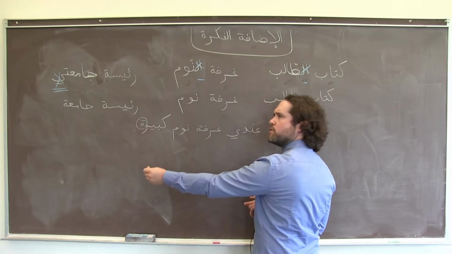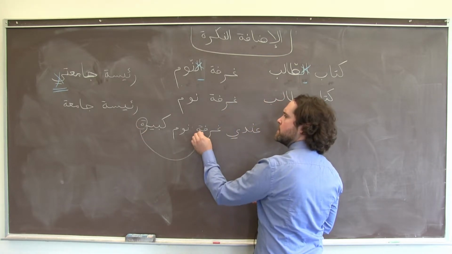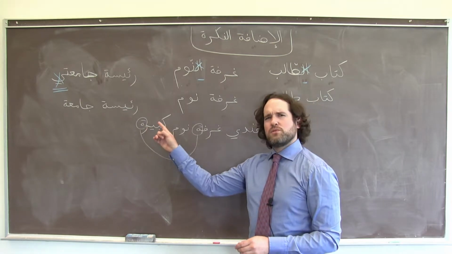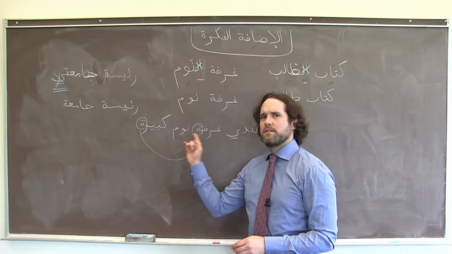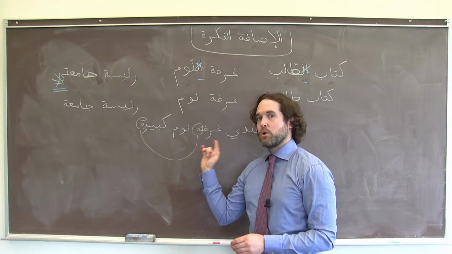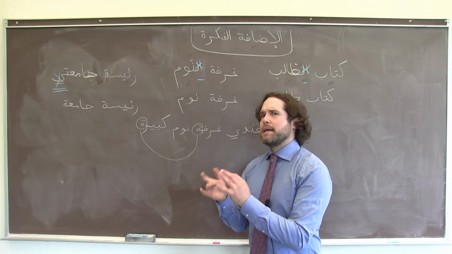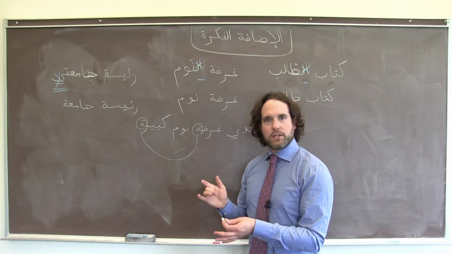Kabira has to be gendered feminine because غرفة is a feminine noun. It wouldn't really make sense to say غرفة نوم كبير. That would mean like the room of a room of a big sleep. It would be very awkward and messy and incorrect.